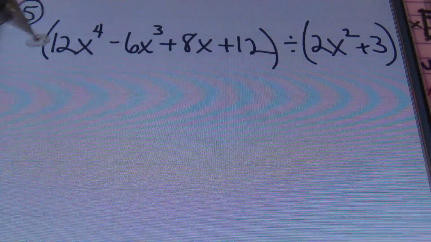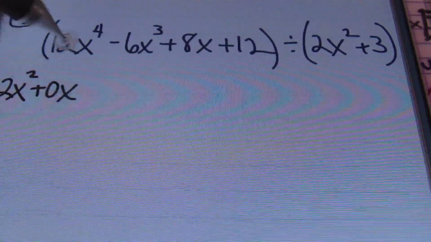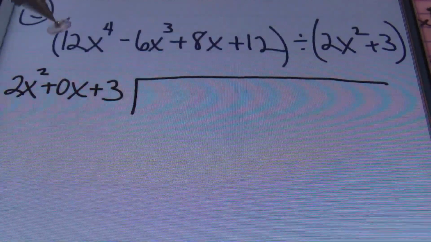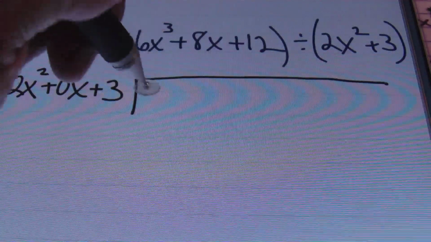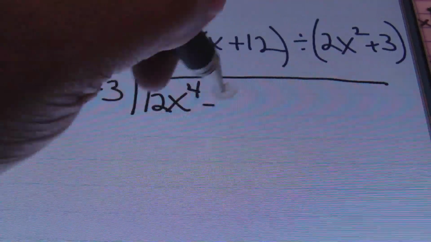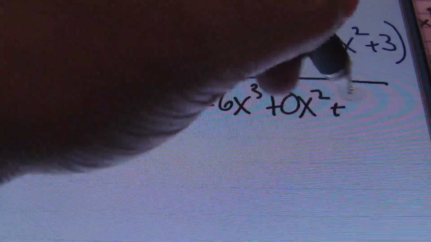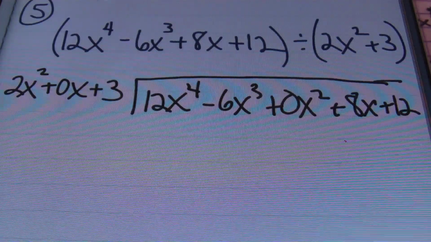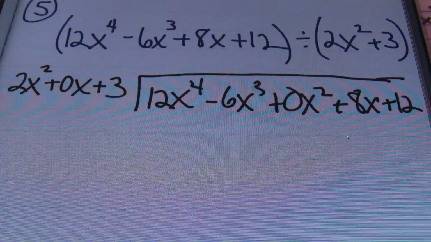Here, what I'll do is I'll set up my divisor of 2x squared plus 0x plus 3. So I'm using 0x as a placeholder for my missing term of x to the 1st power in my divisor. Now, for the dividend, I'll have 12x to the 4th power minus 6x cubed plus 0x squared plus 8x plus 12. All right, so that's what I have there. Notice, once again, I didn't have an x squared term in the dividend either, so that's why I added a placeholder there. So now we're going to start our process.